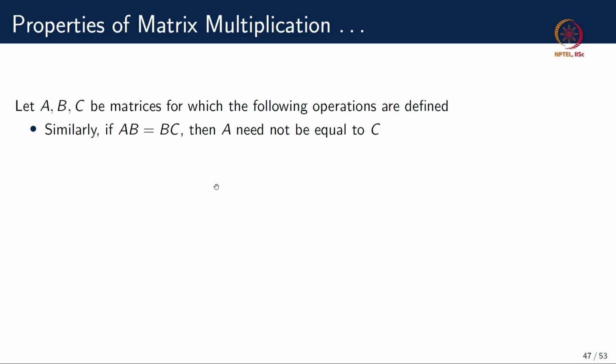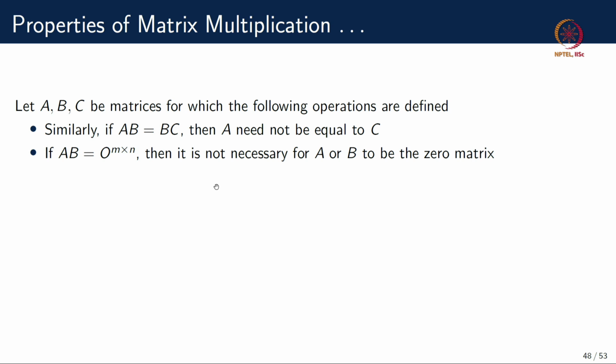Let A, B, C be matrices for which the following operations are defined. Similarly, if A into B is equal to B into C, then A need not be equal to C. We know that if the product of two real numbers is 0, either one of them or both must be 0. However, this is not the case with matrix product.